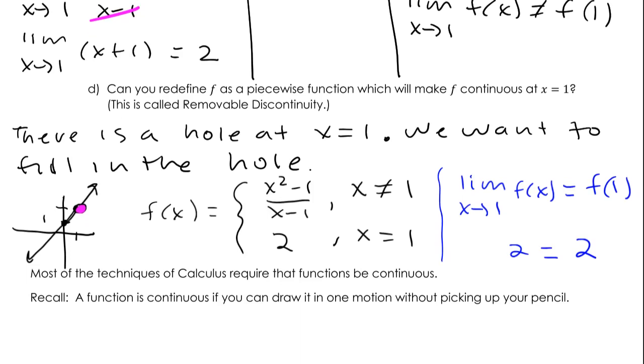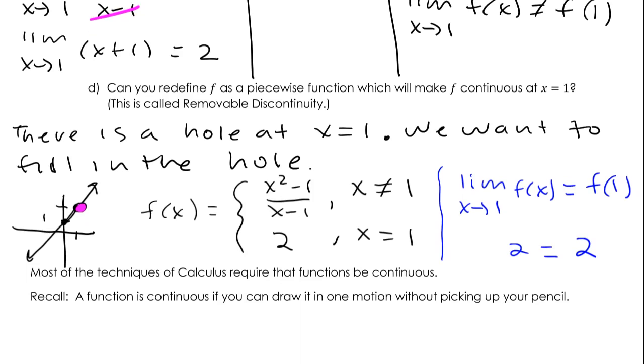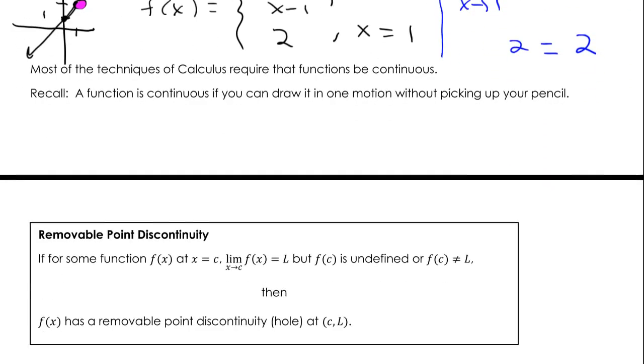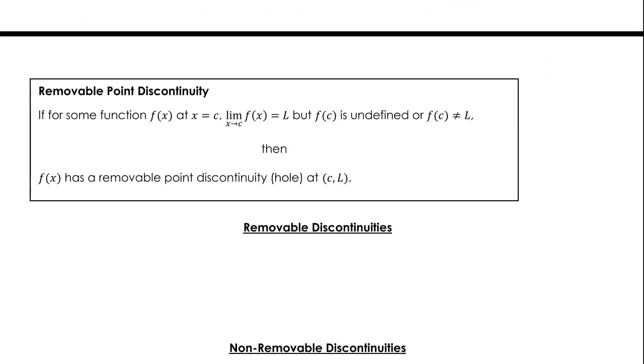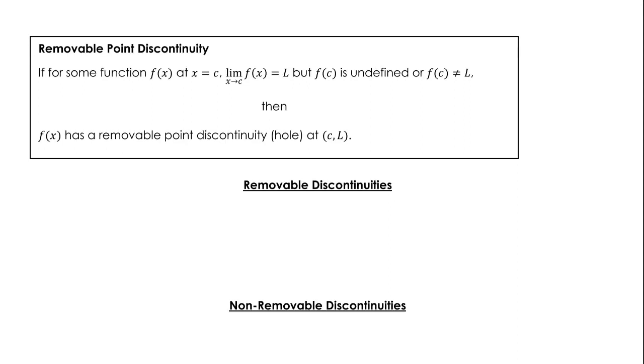Okay, so the reason that we care about continuity is because a lot of techniques in calc require that the function's continuous. And then don't forget about just the basic definition from Algebra 1, what that means. Okay, going on. Removable point discontinuity. So if a function is not continuous, it's discontinuous.